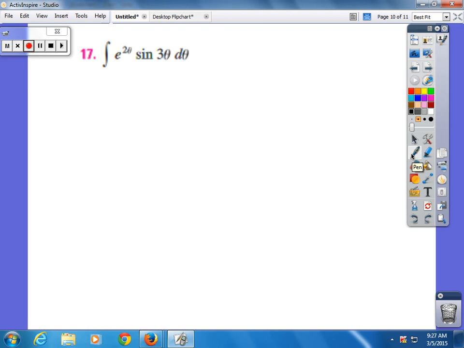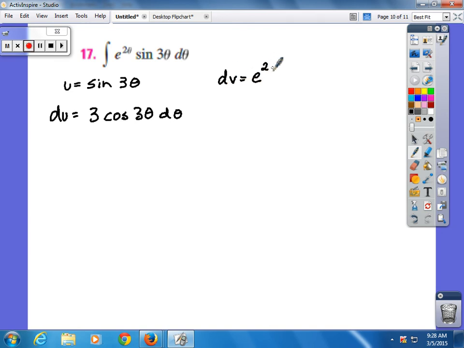So I would make u equal to the sine of 3 theta, so du is equal to 3 cosine of 3 theta d theta. dv is equal to e to the 2 theta, and that'd be 1/2 e to the 2 theta, or e to the 2 theta over 2.